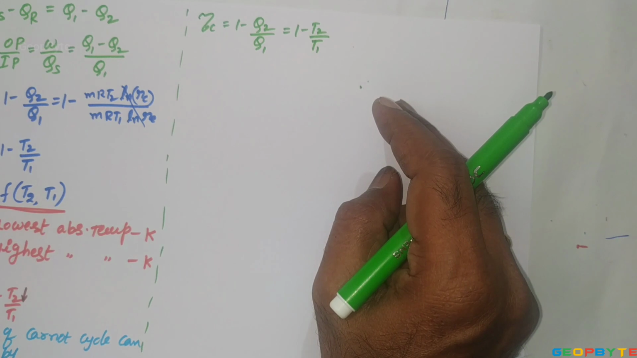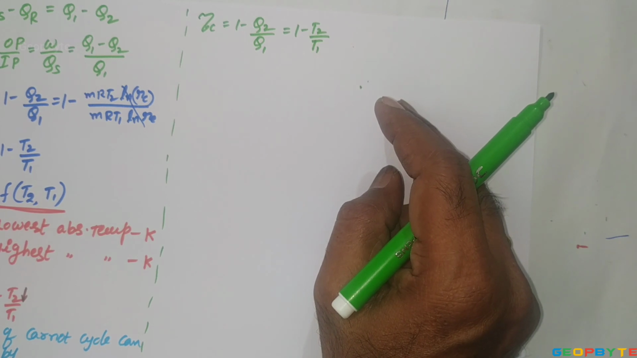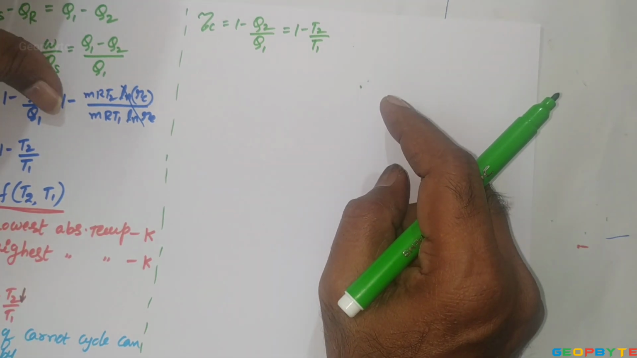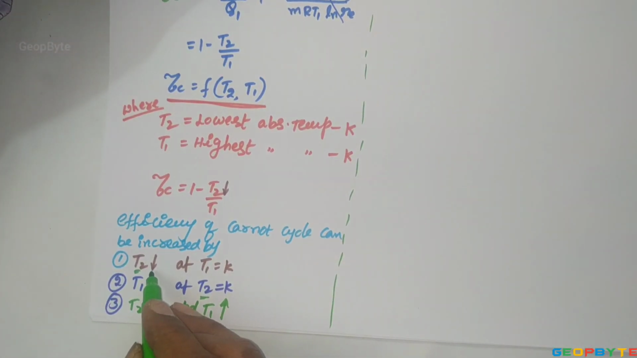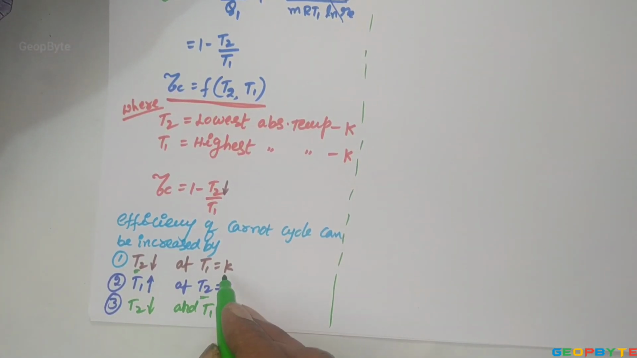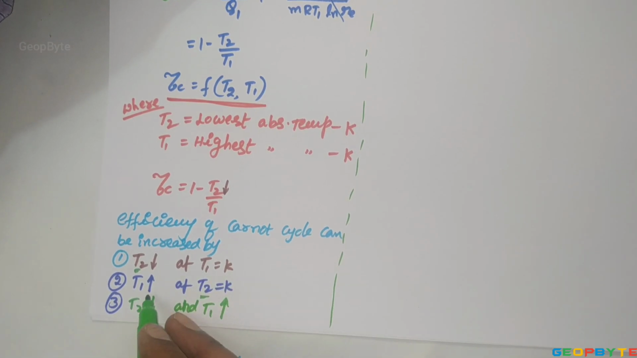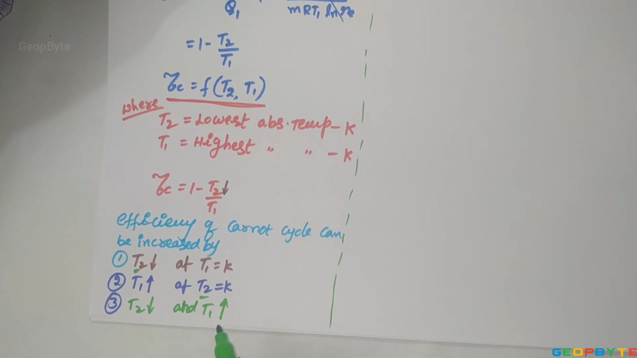In the last video we discussed that the Carnot cycle efficiency can be increased by decreasing the lowest absolute temperature at constant highest absolute temperature. Second option, by increasing the highest absolute temperature at constant lowest absolute temperature. Third option, by decreasing the lowest absolute temperature and by increasing the highest absolute temperature.